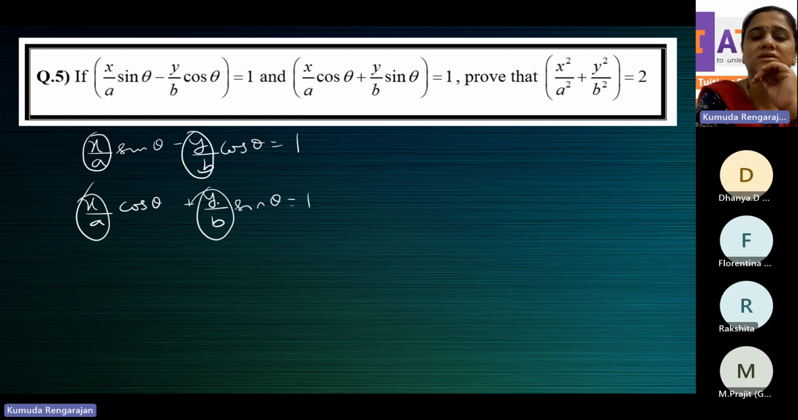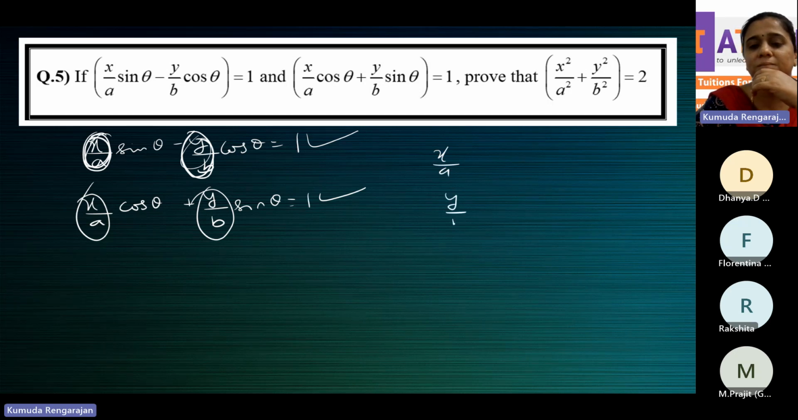Do the same procedure here. You're going to treat x by a and y by b as the unknowns and work as if you're solving these two equations by the elimination method. Treat them as if they're linear equations, with variables x by a and y by b. You're going to solve these two equations to find the values of x by a and y by b using the elimination method.